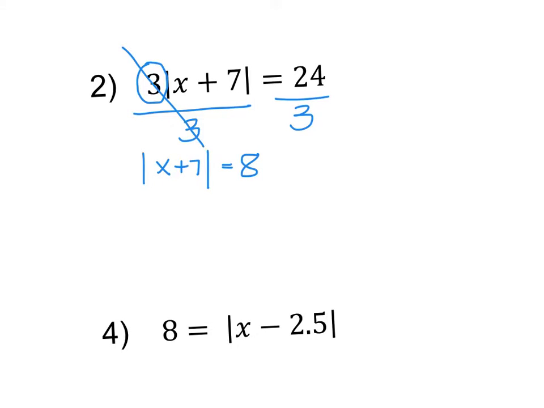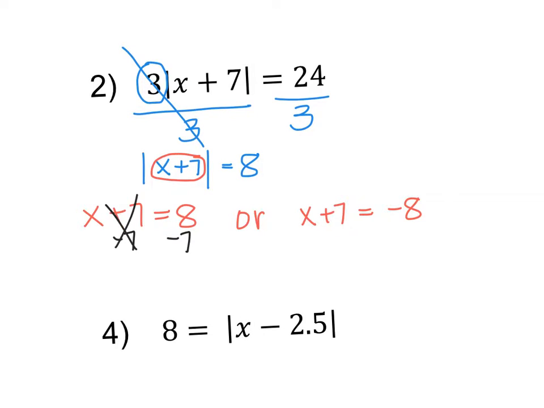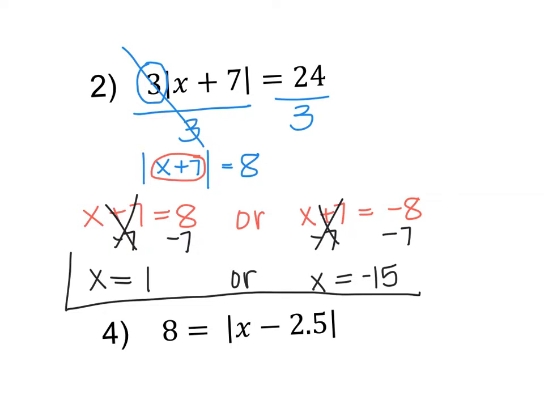And now we set up two problems. We take the stuff inside the lines, x plus 7, and say that equals 8. Or the stuff inside the lines, x plus 7, equals negative 8. The negative answer. And those are your two options. Then just solve for x. To get the x by itself, you just subtract 7 on both sides. X equals 1. Subtract 7 over here. Or x equals negative 15. And both answers together are your answers to the absolute value problem. You need to include both.